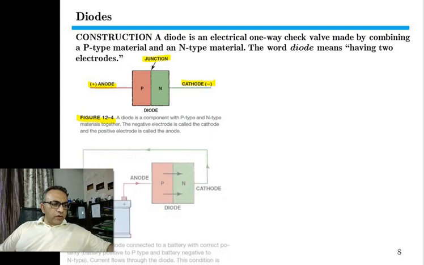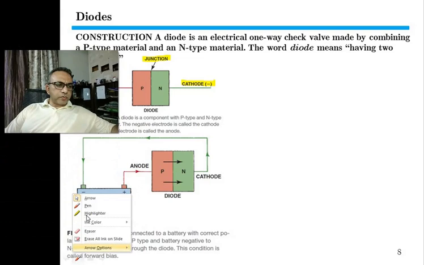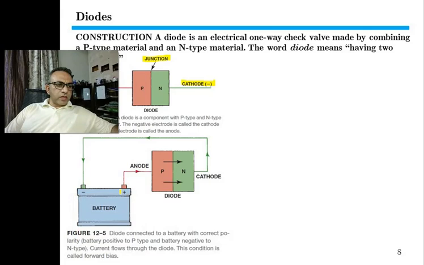Right, in the next diagram, here we see a battery. The positive terminal of the battery is connected to the p-type material, and the negative terminal of the battery is connected to the n-type material. What do we get? We get a forward biased diode, and we can see that the current is now flowing from the positive terminal into the p-type material, and in the diode the current exits from the n-type material into the cathode, and from here it returns to the battery.